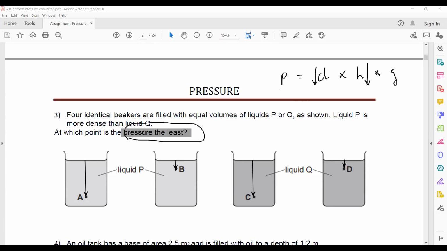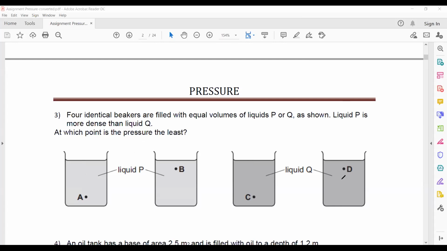So in this case, we need a least pressure. They mentioned liquid P is more dense than liquid Q. So this one is having high density and this one is having low density. So what happens? The particles which are at the bottom try to push it up, and the particles which are at the top try to push it down. There are more particles at the bottom, so the pressure will decrease. The pressure and depth are interrelated. Smaller depth means less pressure exerted by the liquid. Is it clear?